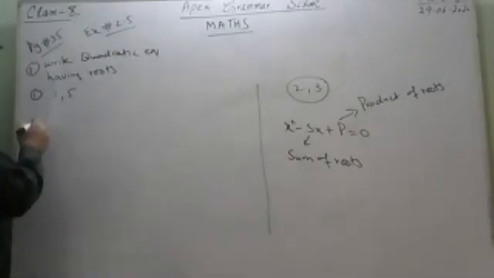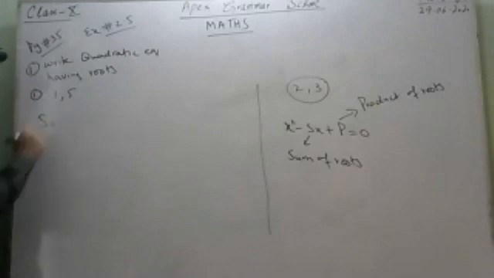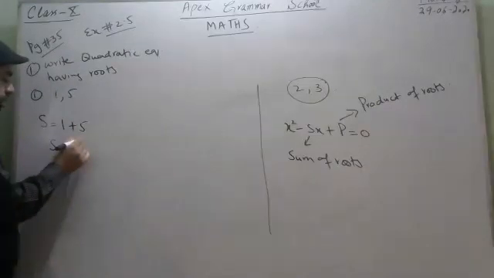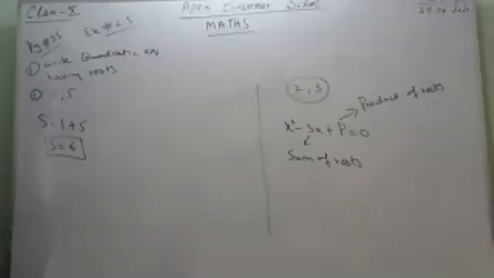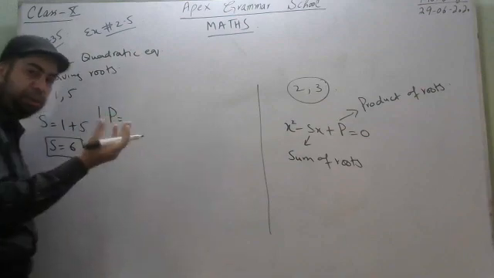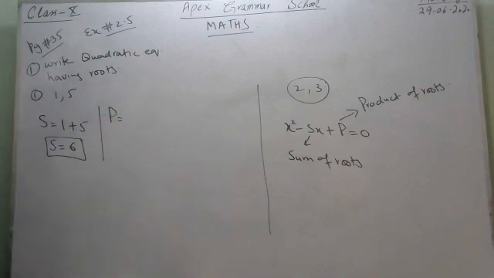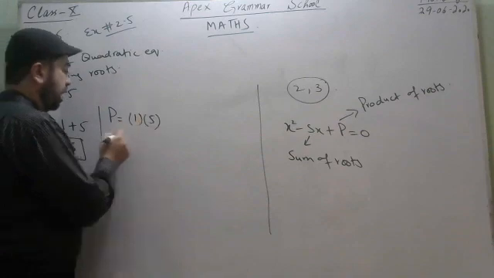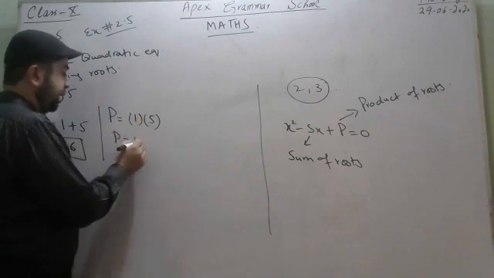First we have to find the sum of roots. Capital S means sum of roots. So the roots are these, first is alpha and second is beta. So the sum will be 1 plus 5, that means 6. This is the sum. And second is the product of roots. Product means multiplication. This is alpha and this is beta. So 1 will be multiplied by 5. So P is equal to 5.